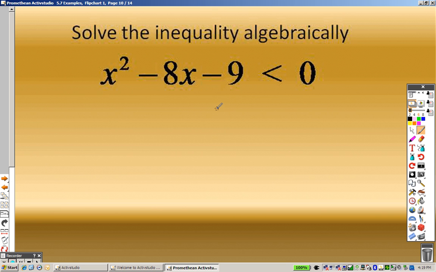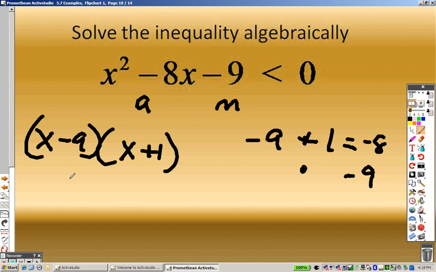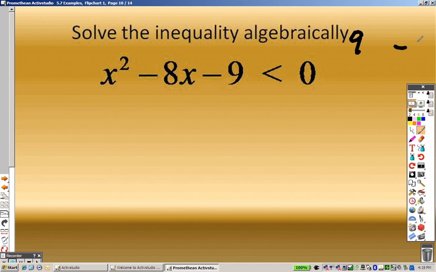Over here, we factor again. What multiplies to give you negative 9 that adds to give you negative 8? Well, negative 9 and positive 1, right? When you multiply them, you get negative 9. When you add them, you get negative 8. So that means I get x minus 9 and x plus 1. So the opposites are your answer. 9 and negative 1 is the answer.